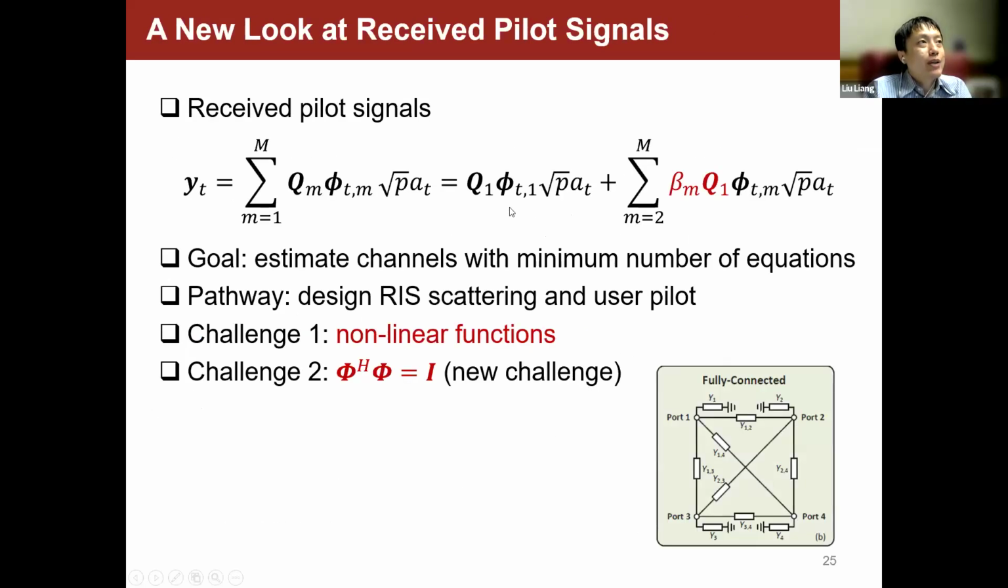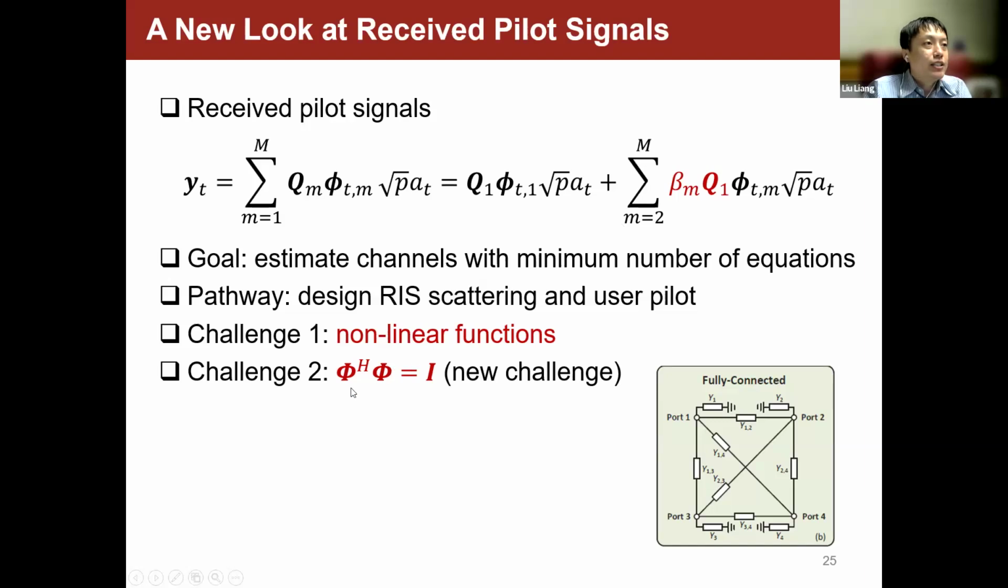Anyway, now I want to show how to do channel estimation in BD-RIS aided communication. This is the received signal. Again, I want to replace Q2, Q3, until Q capital M by the product of beta m and Q1. I want to relate Qm to Q1 and reduce the number of unknowns in these equations. This can reduce the number of unknowns, but the problem is that this is not a linear equation. We have the product of beta m and Q1, and both beta m and Q1 are unknowns here. How do we deal with this nonlinear issue in these equations?